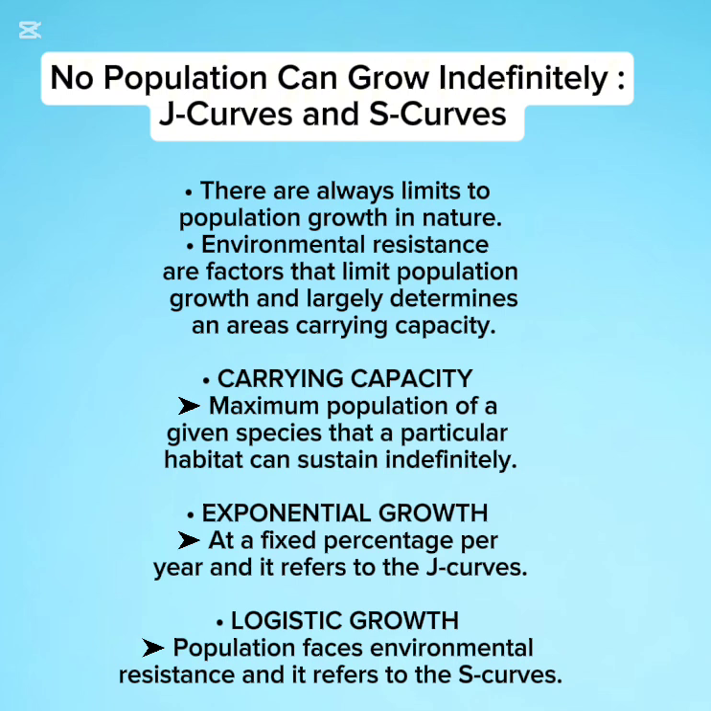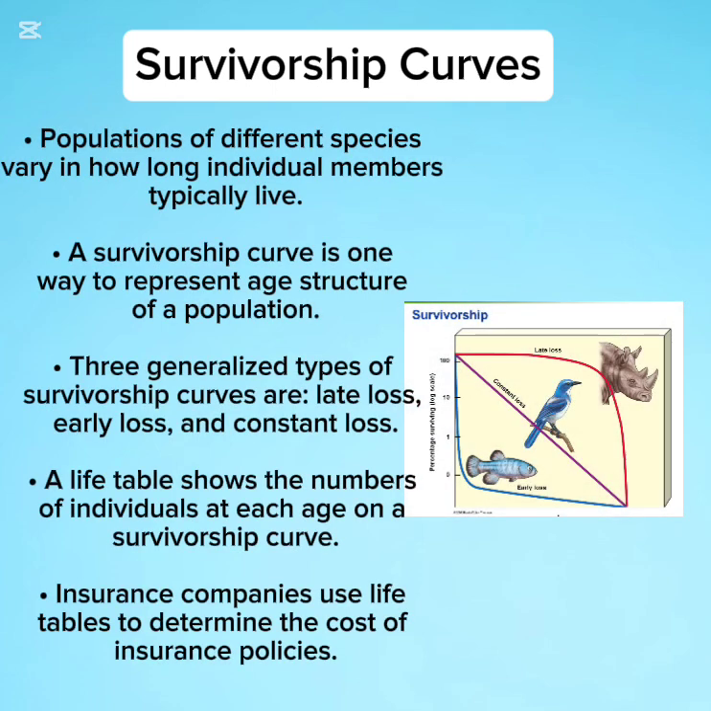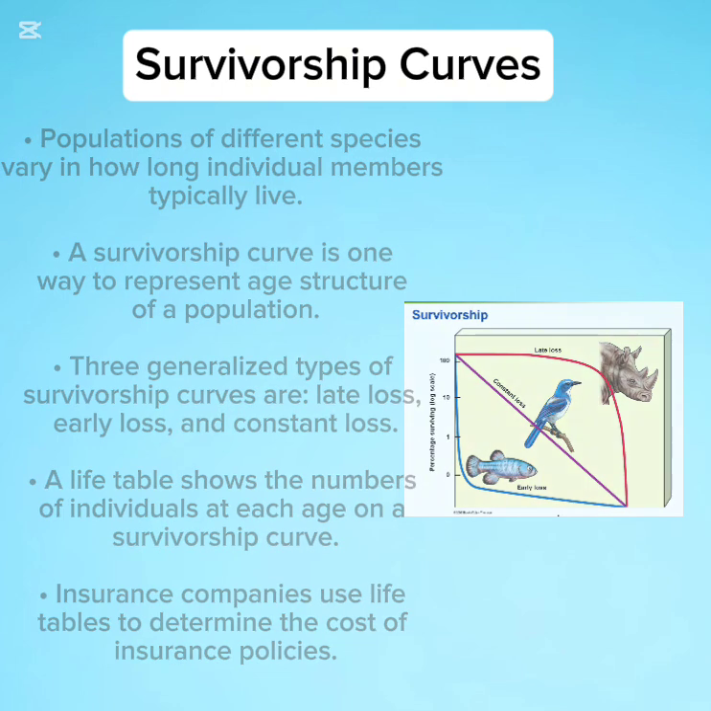S-curve. The S-curve, also known as the logistic growth curve, represents a more realistic growth pattern. It starts with a period of exponential growth similar to the J-curve, but then levels off as the population approaches the carrying capacity of the environment. Survivorship curves. A survivorship curve is one way to represent the structure of a population. There are three generalized types of survivorship curves. These are late loss, early loss, and constant loss.